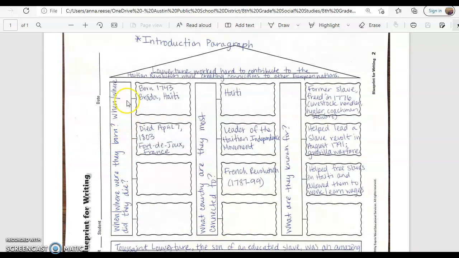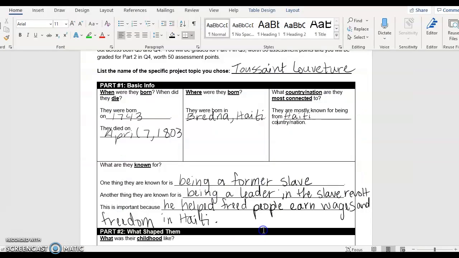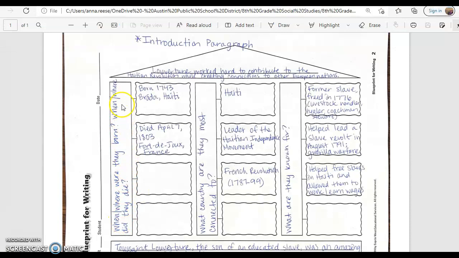Now, when I'm looking at the first supporting detail, I simply wrote when or where were they born and when or where did they die. This, if you look here, is the same question in your packet. So I simply took this information and I put it into my organizer right here. Okay, so this you can use right from your packet, and then I wrote an example. So this is when they were born and where, and when they died and where they died.